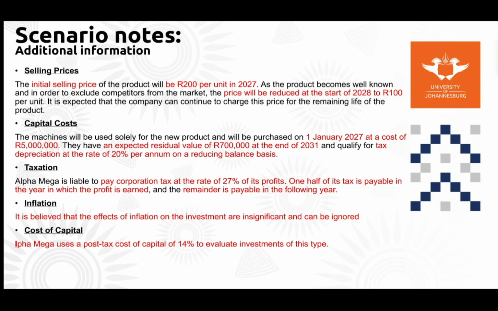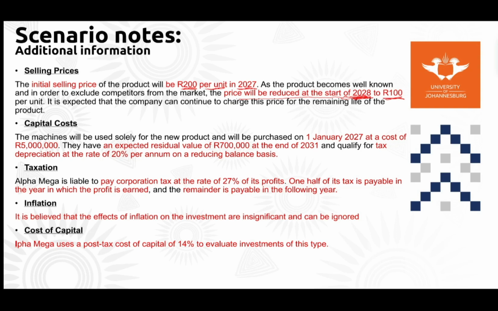Lastly, we've got additional notes again. These notes are there to just show you which numbers are important and how you're going to be using them moving forward. So that's why I keep coming back to these and ensuring that you are highlighting what is important based on your understanding of this theory, right? So the initial selling price of the product will be 200 per unit in 2027, right? As the product becomes well known, and in order to execute competitors off the market, the price will reduce at the start of 2028 to 100 Rand.